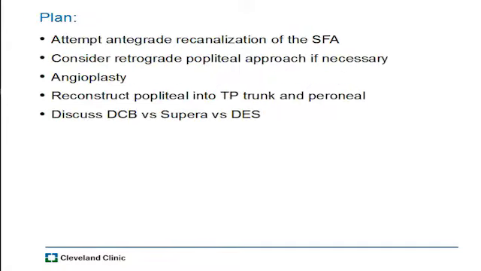Next slide. So our plan was to attempt antegrade recanalization of the SFA, consider a retrograde popliteal approach if necessary, angioplasty. We wanted to reconstruct the popliteal into the TP trunk and peroneal, and we wanted to discuss DCB versus Supera versus DES.